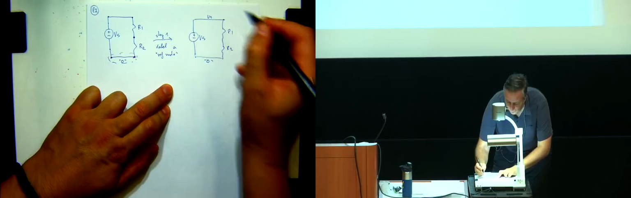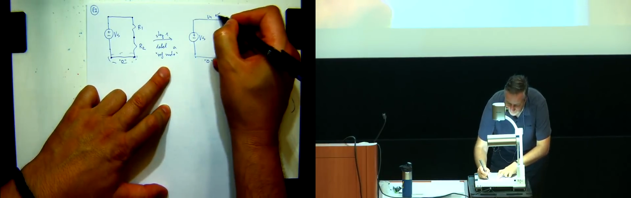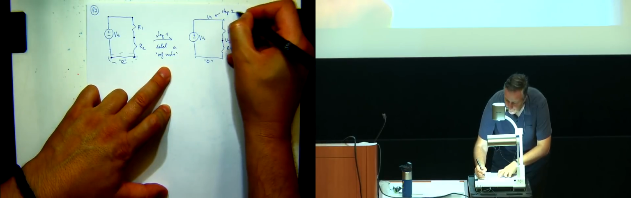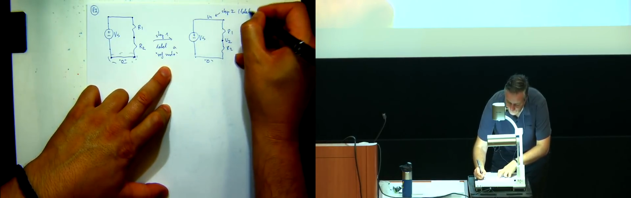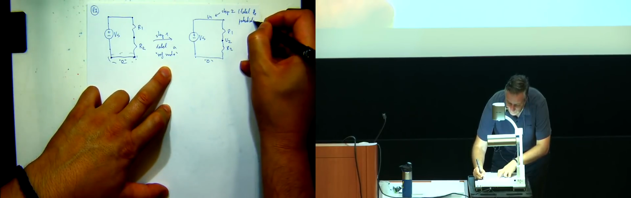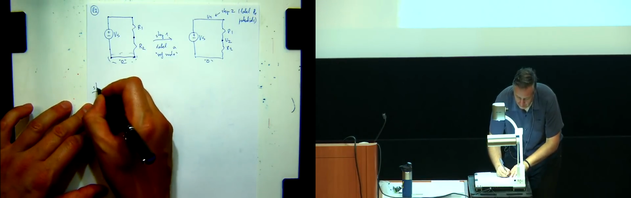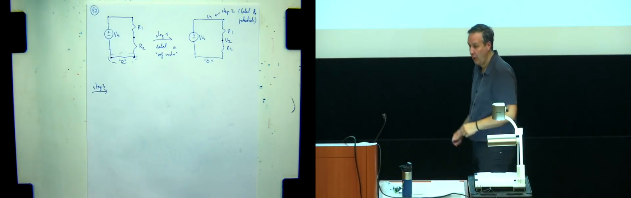So this will be, let's say, U1, and then I have this one over here as U2. So this is step 2: label the potentials. Okay, what's step 3? Someone in the back? Yes. Okay, label currents. How should I label the currents?